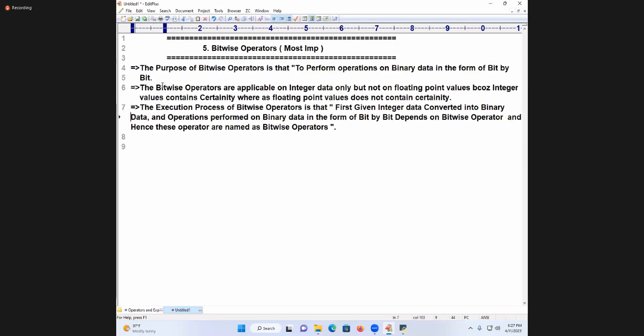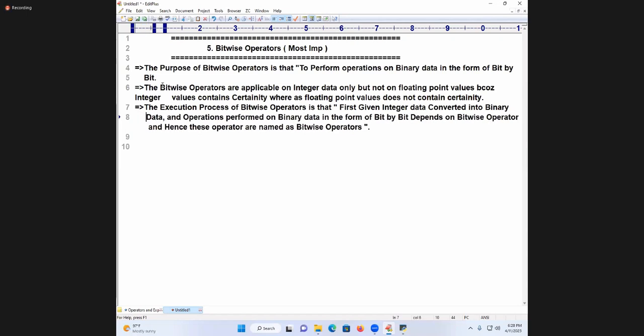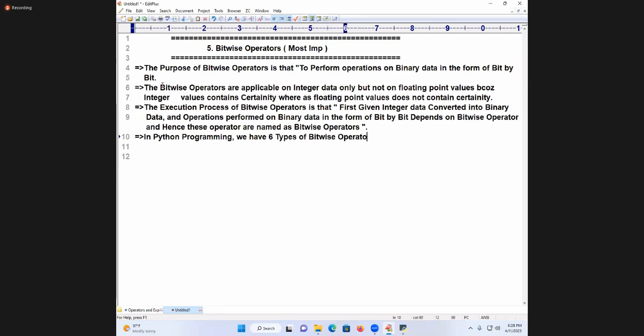Now I am going to write it. What are the various values available here? Now we are going to discuss. Shall I start? Now coming back to the point, in Python programming we have 6 types of which operators? Bitwise operators. 6 types of bitwise operators.